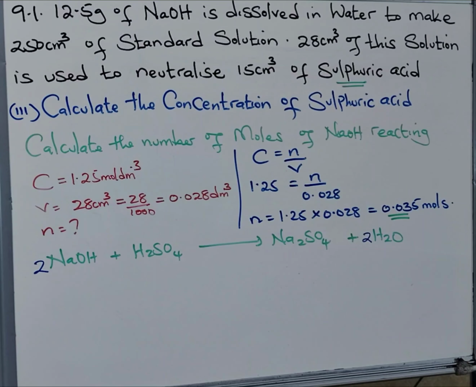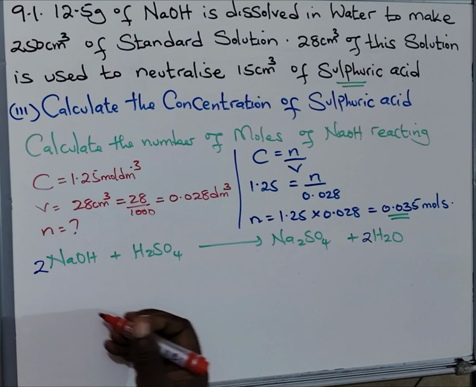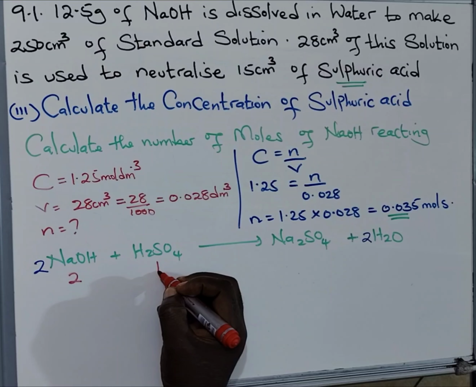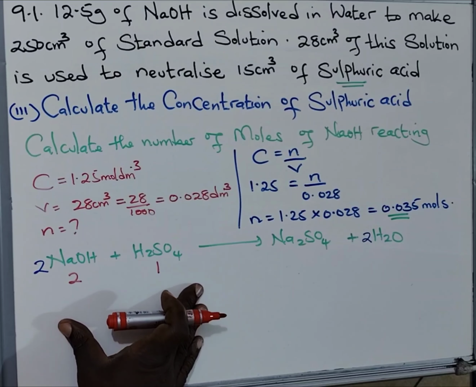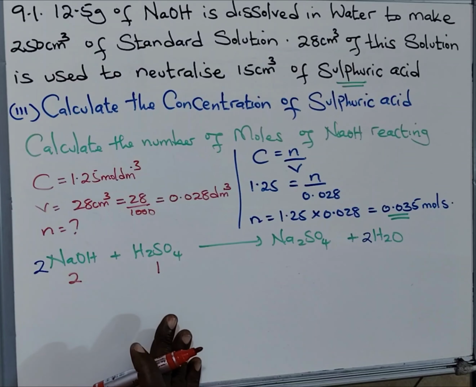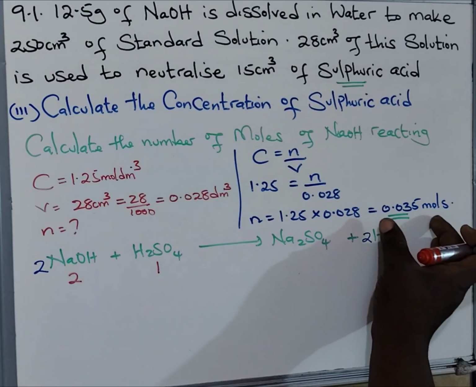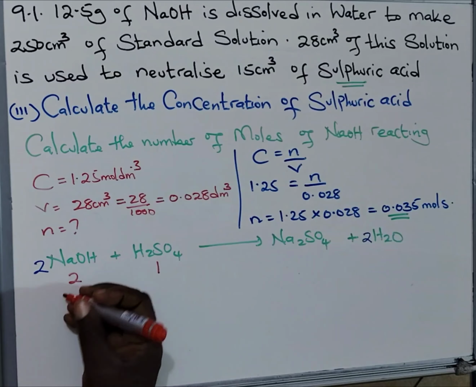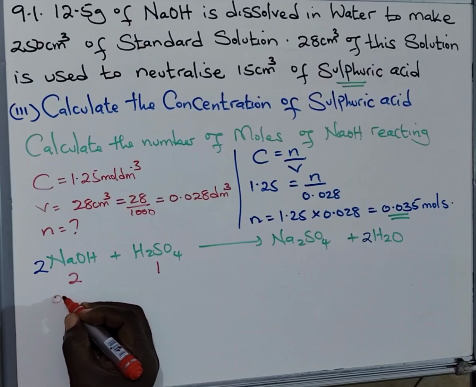What do we get from the mole ratio? What do we get from the equation? We get the mole ratio. So it's going to be 2 to 1. And I need to remind you that here we use only moles, nothing else. No concentration, not mass. And we already know the number of moles of sodium hydroxide which reacted, so you put it under sodium hydroxide.